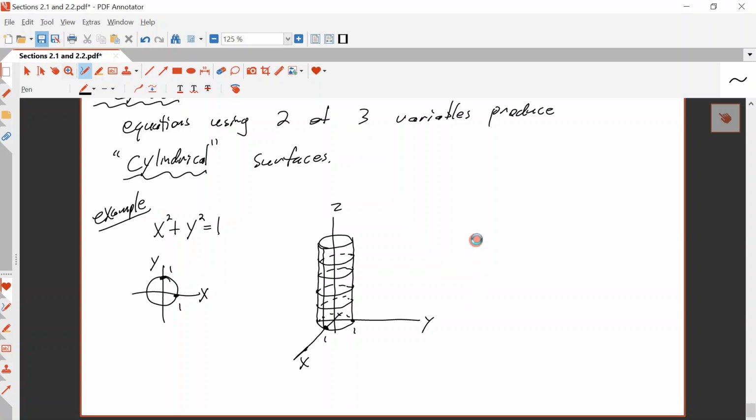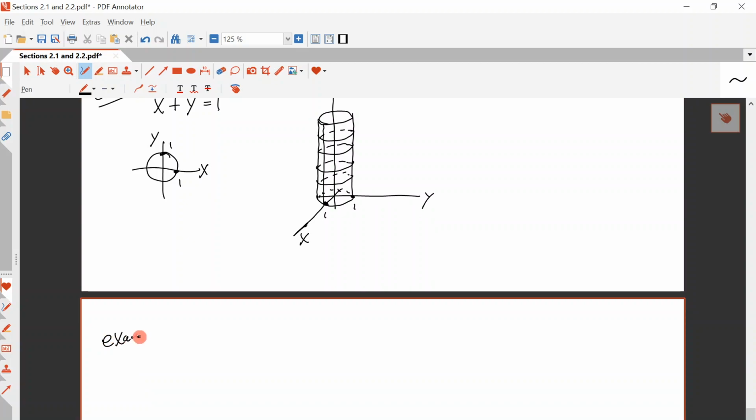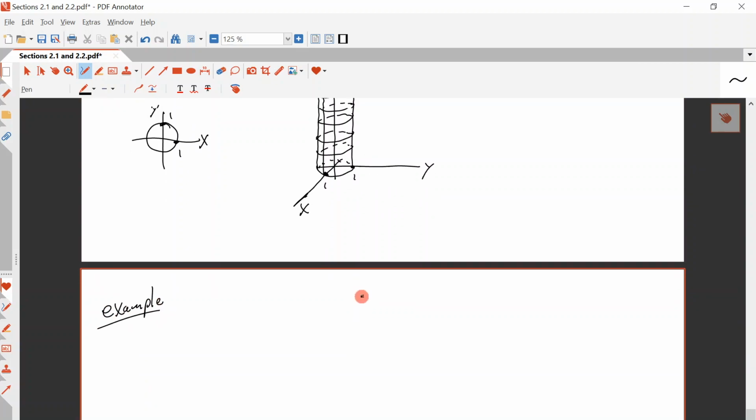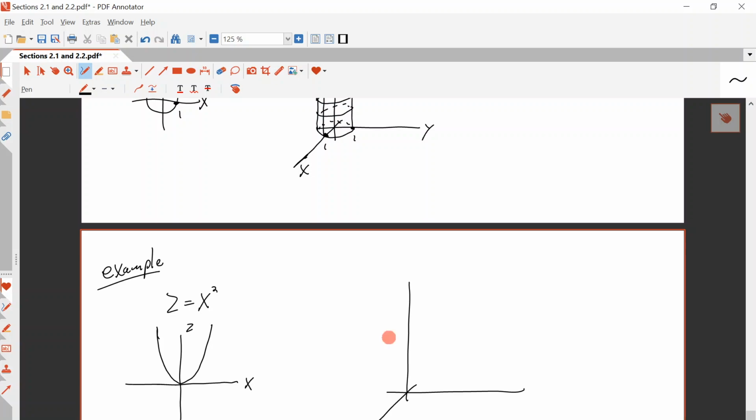Let's try something different. Let's say z = x². Well, if z = x², then in the xz plane, you get what? You get this standard old parabola, yeah? So what do you get in 3D? Well, in the xz plane, you get that parabola, and it's skewed a little bit this way. So you're looking at it sideways.